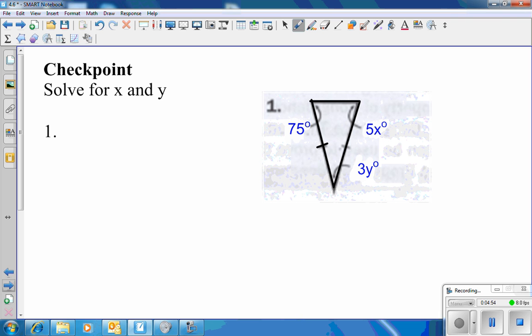All right, this is an isosceles triangle. Okay, what do we know about all three angles? They add up to be what? 180. So I know that 75 plus 5x plus 3y equals 180. The problem is I have what?